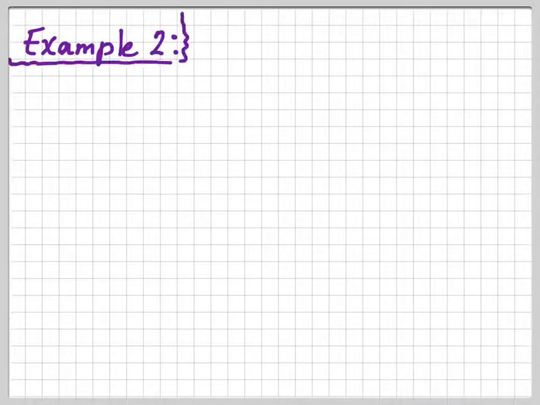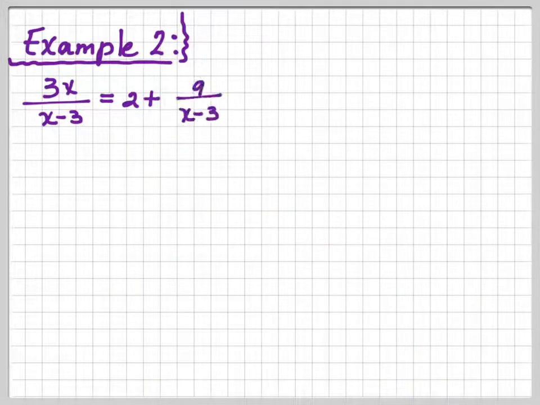Let's go on to example number 2. So we have 3x divided by x minus 3 equals 2 plus 9 over x minus 3. And once again, I'm going to put that 2 over 1 so I don't lose sight of what it is that I'm doing.